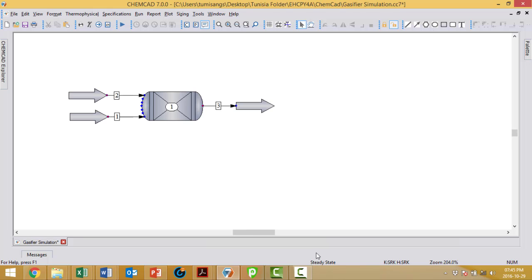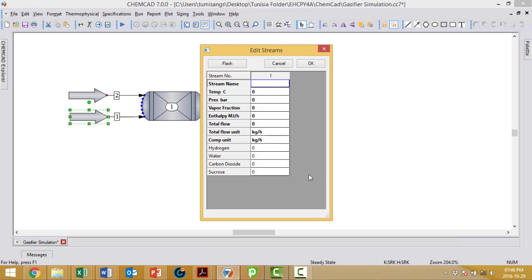Okay, here is our flow sheet that we have built. Stream 1 will be the biomass feed, stream 2 will be the steam feed, and stream 3 will be the synthesis gas produced from the gasifier. Okay, we can start with biomass.